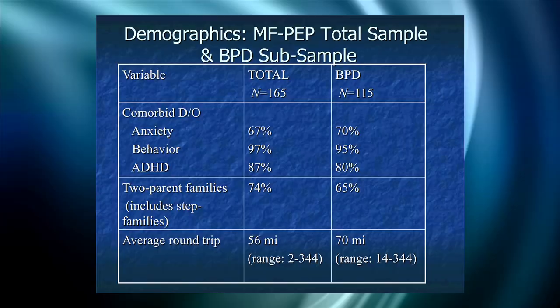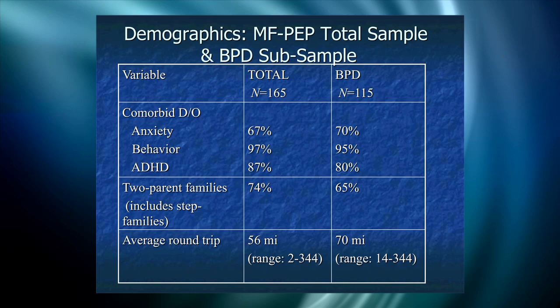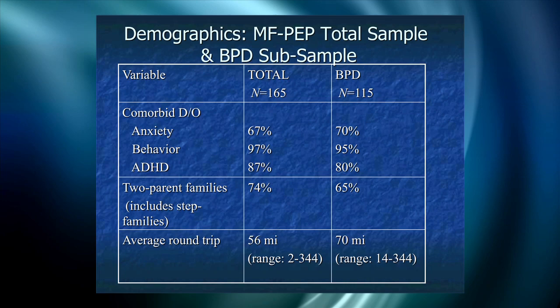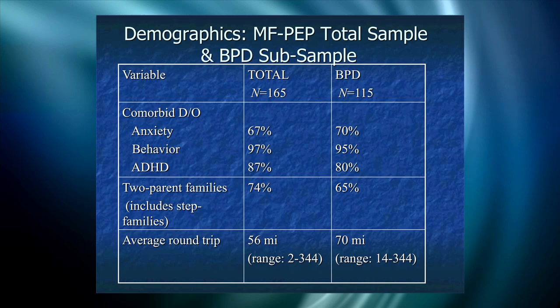So in our bipolar-only sample, 70% had comorbid anxiety disorder, 95% had comorbid behavior disorder, 80% of them had ADHD. So you see lots and lots of stimulant in these kids. Two-thirds of them came from two-parent families, which included step-parents. That's very important because the one-third who came from single-parent families, I think those families have extra challenges. When the parent really needs a break, it's a little harder to take it. And so we have to help them problem-solve how they can get away when they need to get away.